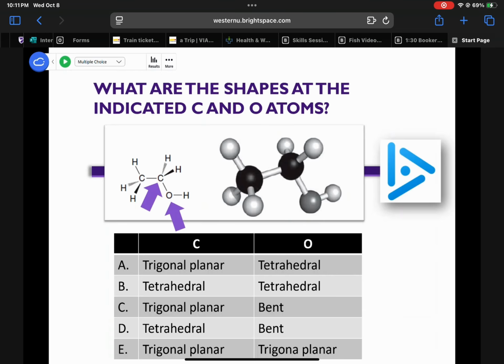Okay, so we've talked about how we can identify the shape with the central atom and the atoms that are bonded to it, the electron regions. We can also identify the shape around one atom in a larger structure. So that's what we're going to do here. We're going to wrap up this conversation on shapes by identifying the shapes around the indicated carbon and oxygen in this larger molecule that we started with in this topic. Okay, so chat with the person beside you, identify the shapes around those atoms.